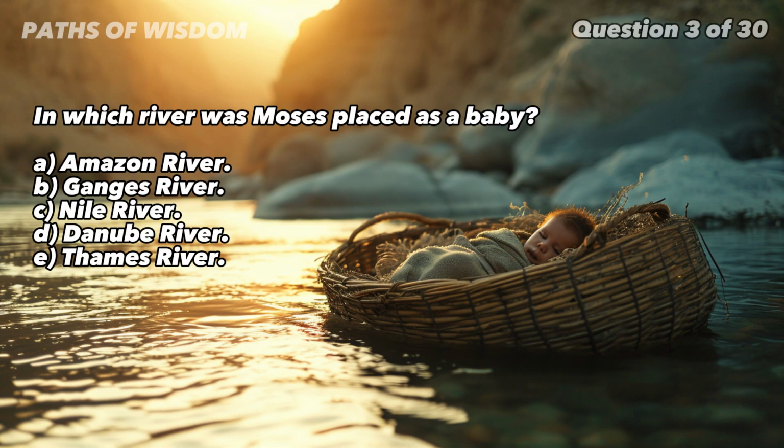Question 3. In which river was Moses placed as a baby? Option A. Amazon River. Option B. Ganges River. Option C. Nile River. Option D. Danube River. Option E. Thames River.